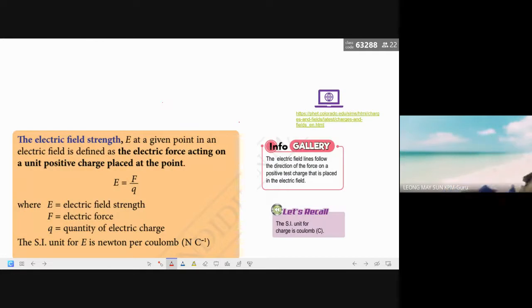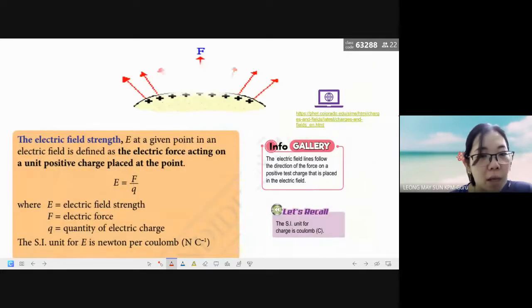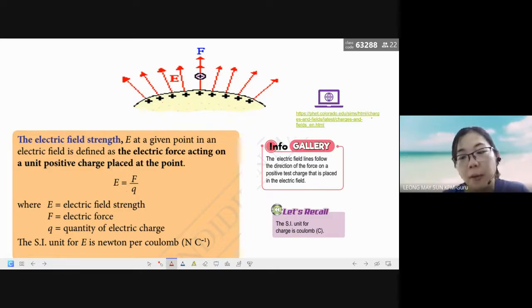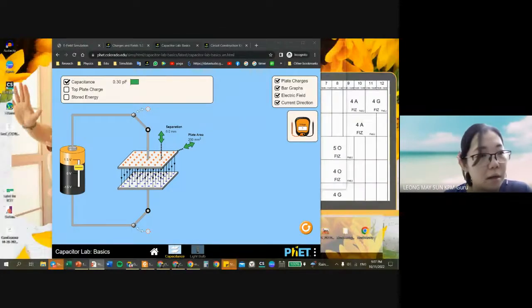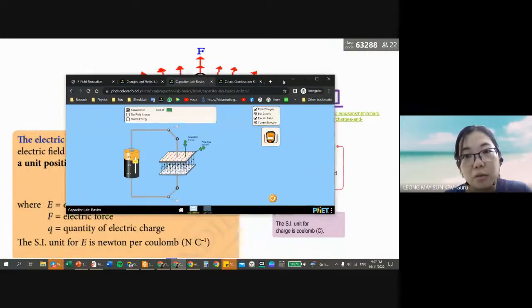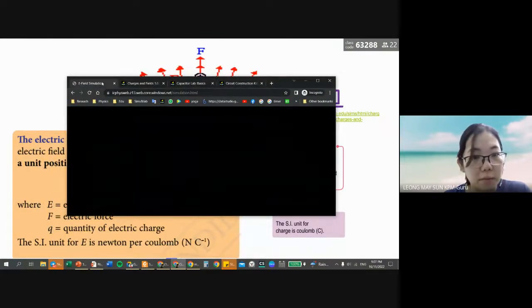Okay, because I haven't even reached half of my slide. Okay, now, so electric field strength. Just now we were talking about electric field. So right now we're going to go into electric field strength. Electric field strength is whereby at a given point at any electric field is defined as the electric force acting on a unit positive charge placed at that point. This definition is from your textbook. So I'm sure you guys have a big, huge question mark. What does electric field charge, actually, the strength means? Okay, now.